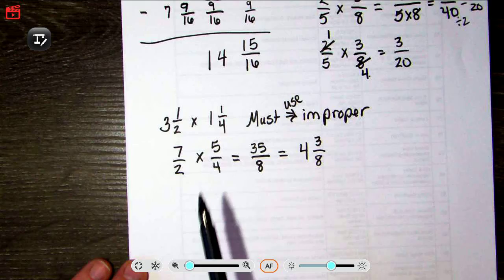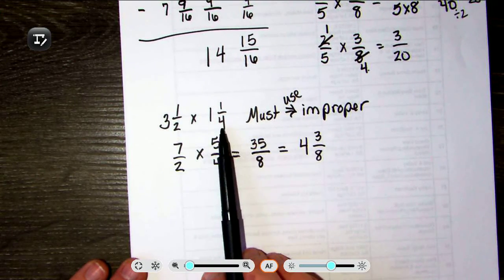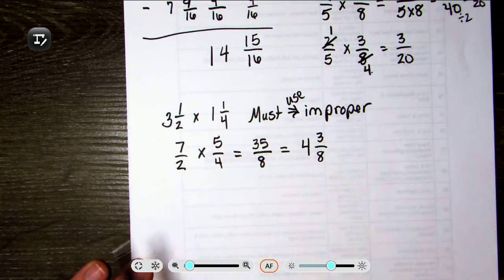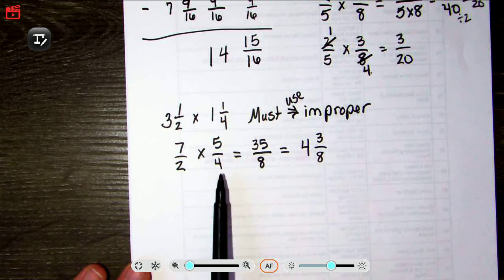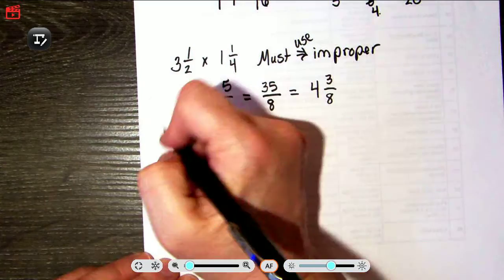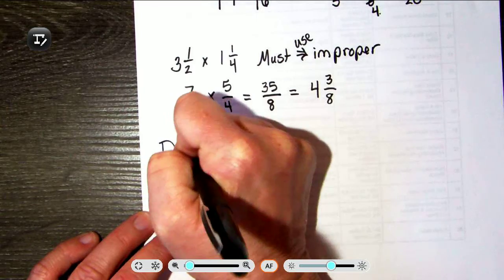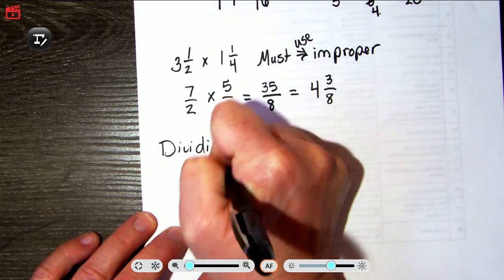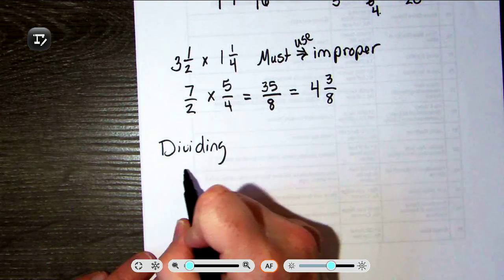All right, so remember, when you're multiplying fractions, you must go to that improper form and then multiply across the top, multiply across the bottom. Multiply numerators, multiply denominators. Dividing. We do not divide fractions. We change our problem.